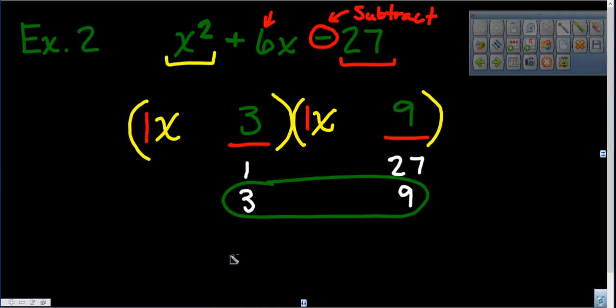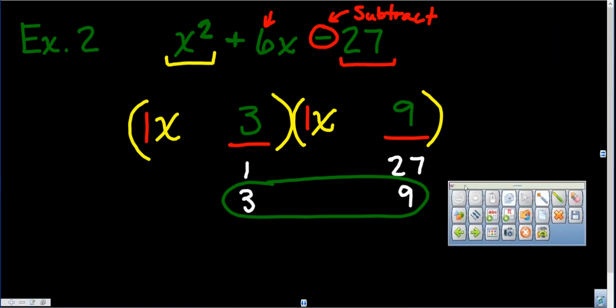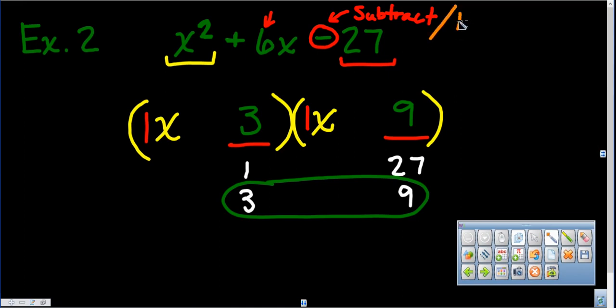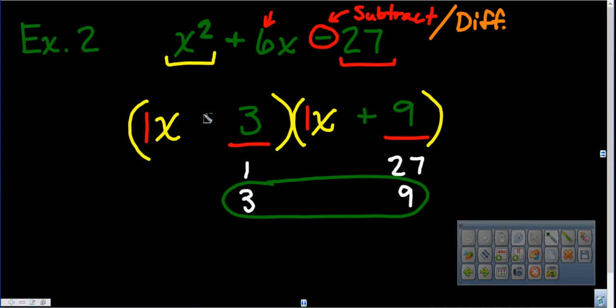So there's something we need to figure out about our signs. We are subtracting, and the reason we're subtracting is because the signs are different. So one of these is a plus and one of these is a minus. And since we want a positive 6, I'm going to put the plus sign on the larger of the two numbers. So that means this is a plus 9 and this is a minus 3. My final answer is this: x minus 3 and x plus 9.